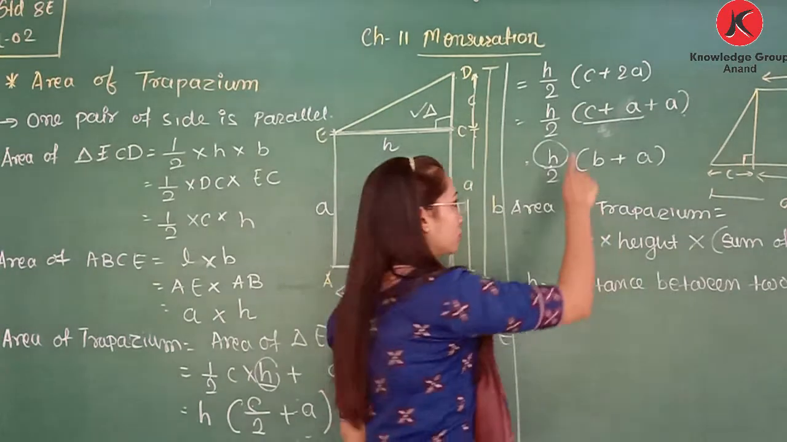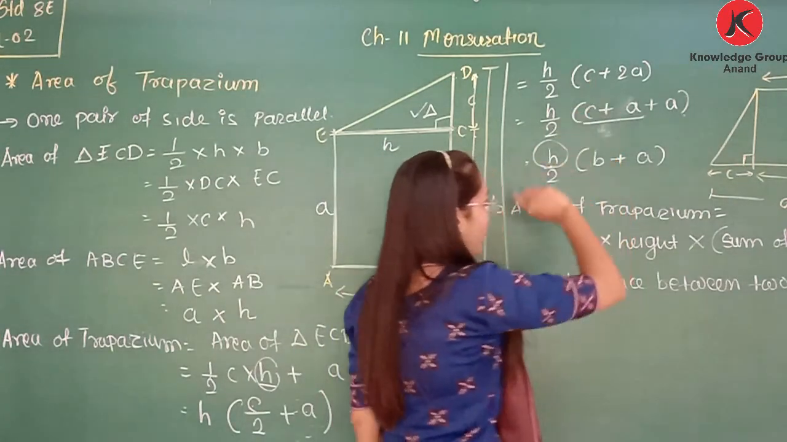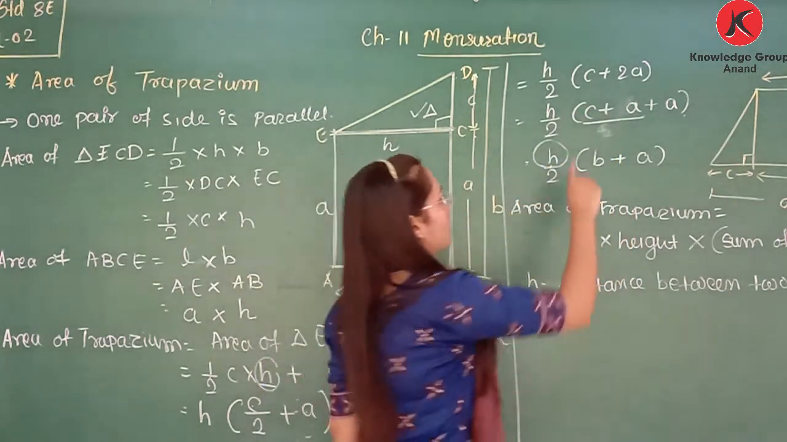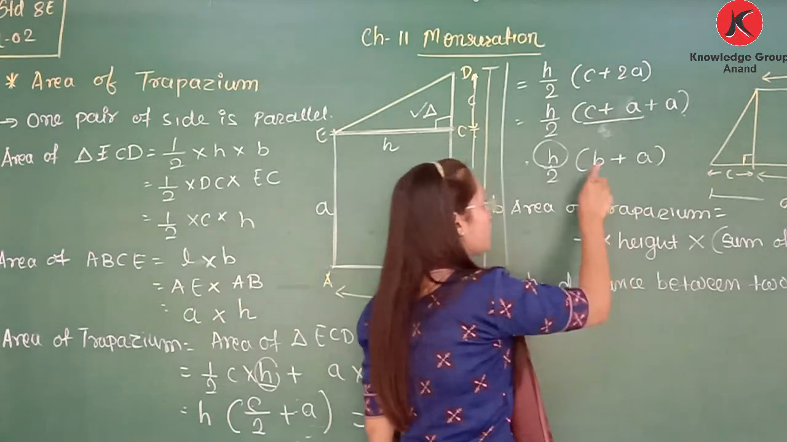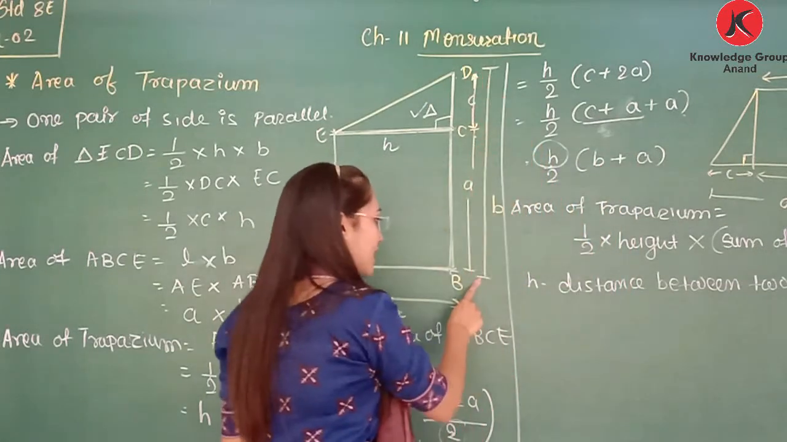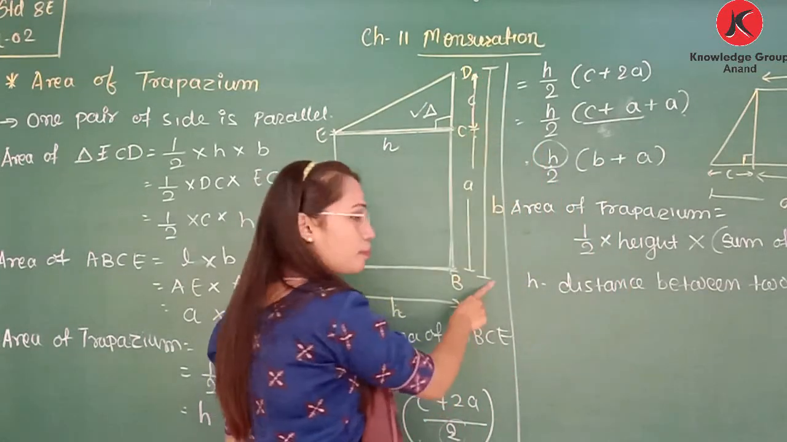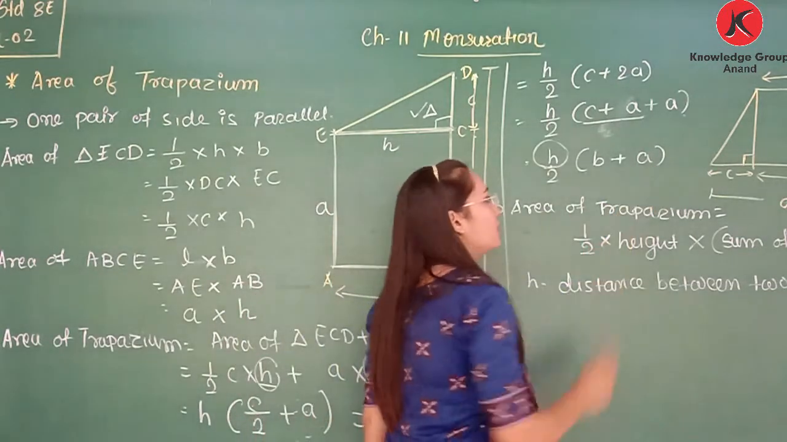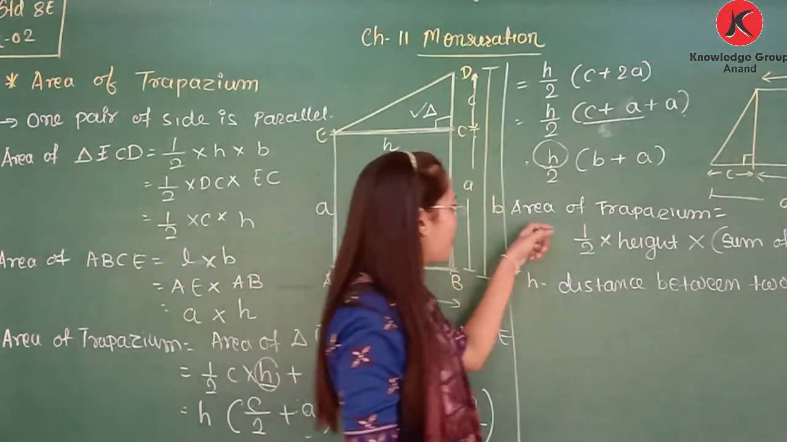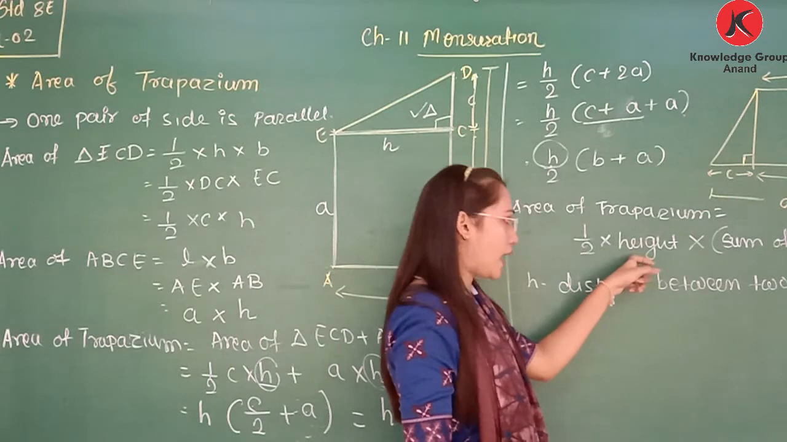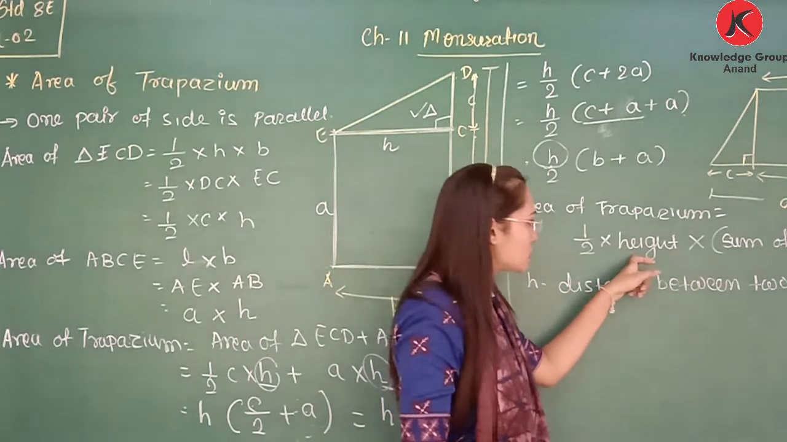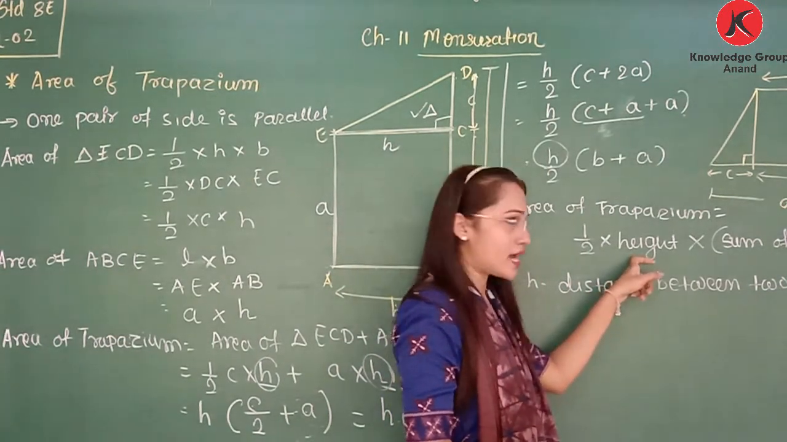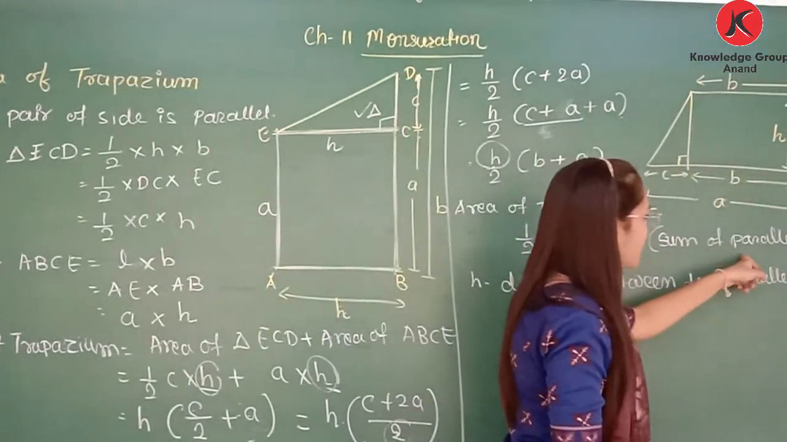Now 2A means A plus A, so here C plus A is equal to B. This length is C, this length is A, so it is the whole length B. So B plus A. So in general, the equation for a trapezium is 1 by 2 height, where height means the distance between two parallel sides, times the sum of the parallel sides.